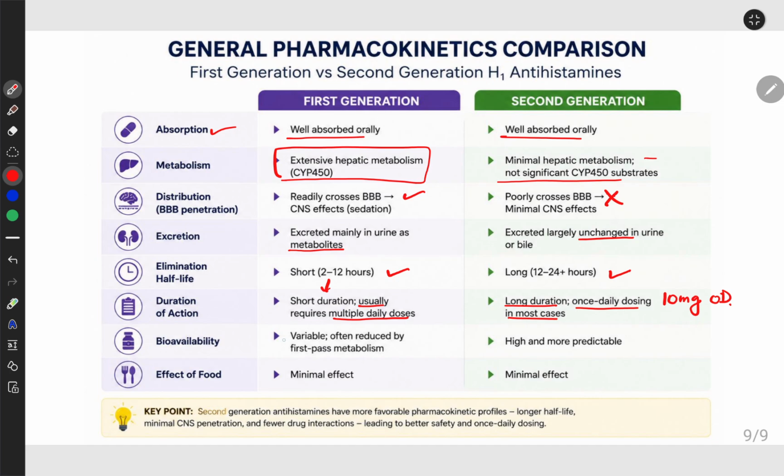The bioavailability of first generation is variable and is often reduced by the first pass metabolism, whereas the bioavailability of second generation is higher and more predictable. However, there is not much effect of food on both these classes of drugs. So this is all about the pharmacology of antihistamines. In the next lecture, we will discuss serotonin.